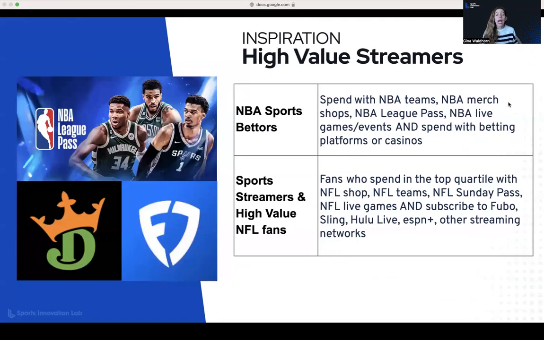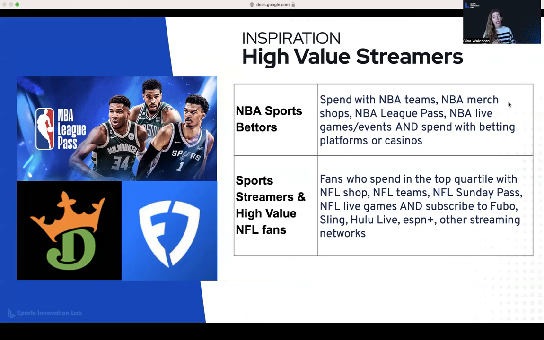We know that streamers and bettors are key target markets for a lot of those media buys looking for acquisition. In this example, we have NBA sports bettors, consumers who have spent with specific NBA teams, bought NBA merch, maybe subscribed to NBA League Pass, and also have made specific transactions with betting platforms or casinos. When it comes to high value streamers, we know there's a constant churn and switching behavior out there, and sports is a critical trigger and lever to helping platforms acquire more subscribers.